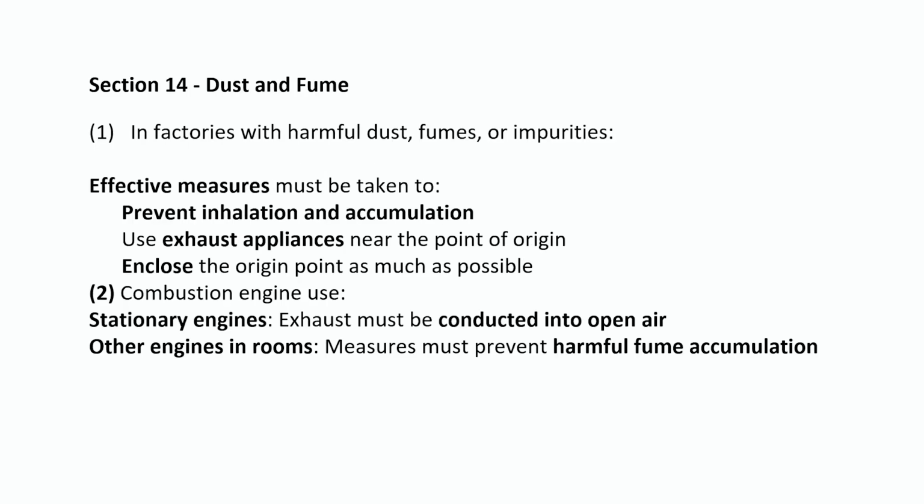And after that, dust and fumes. In every factory with harmful dust and fumes or impurities, it is the duty of the occupier to use effective measures to prevent inhalation or accumulation. For this they can use exhaust appliances near the point of origin, for example a dust-proof husk chamber. Exhaust appliances have to be there, and they must enclose the point of origin as much as possible, otherwise it can be an offense.